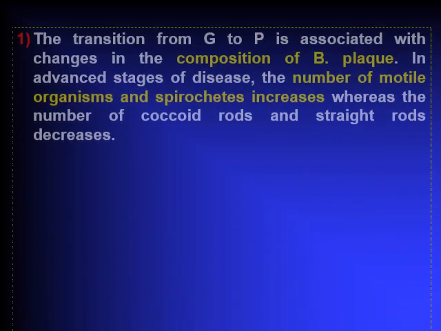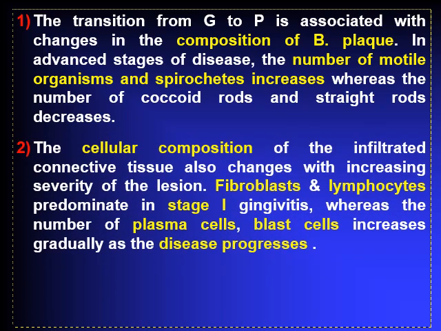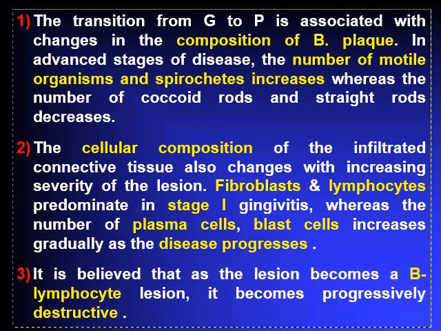So, the extension of inflammation in chronic gingivitis is associated with changes in the composition of the bacterial plaque, in the cellular composition of the inflamed connective tissue, and with tissue invasion by some periodontopathogenic microorganisms. The transition from gingivitis to periodontitis is first associated with changes in the composition of bacterial plaque. In advanced stages of the disease, the number of motile organisms and spirochetes increases, whereas the number of coccoid rods and straight rods decreases.